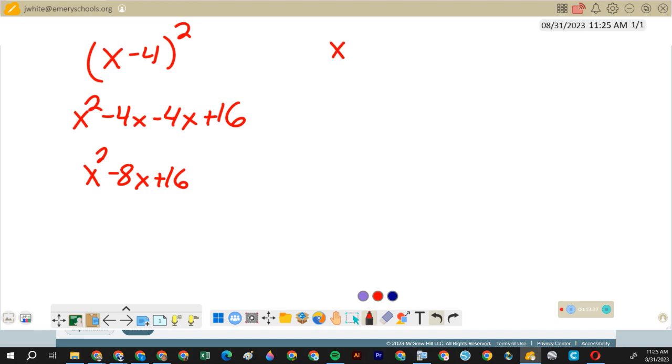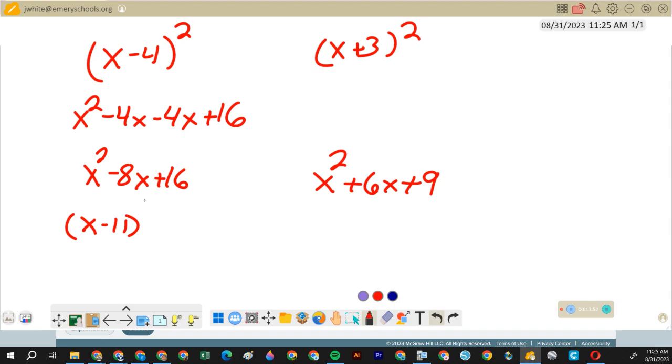Okay. What if I had x plus 3 squared? X squared plus 6x plus 9, right? X minus 11 squared. X squared minus 22x plus 121. Now, all of these quadratics have something in common. There's a pattern that they all follow. All of these are perfect squares, right? In fact, they are the perfect square of that number.